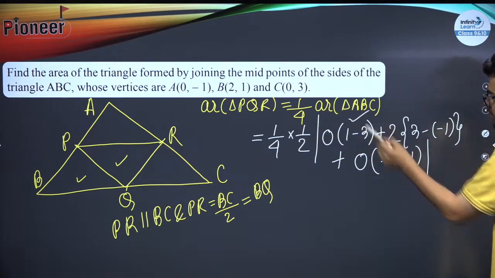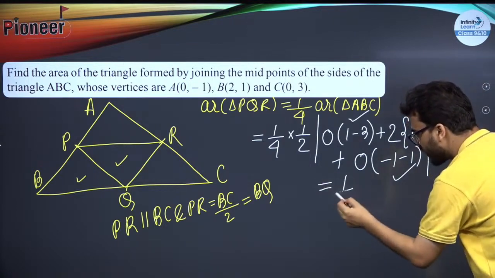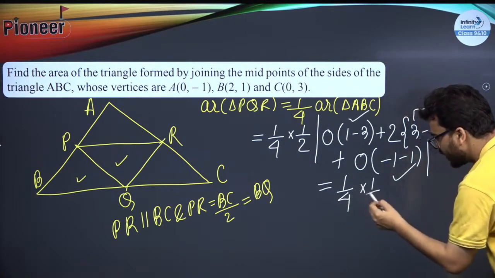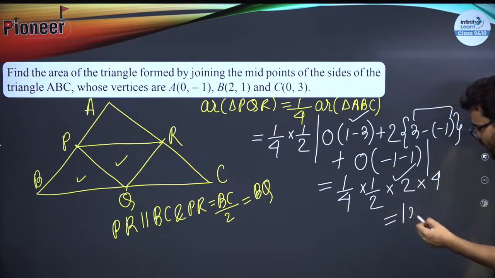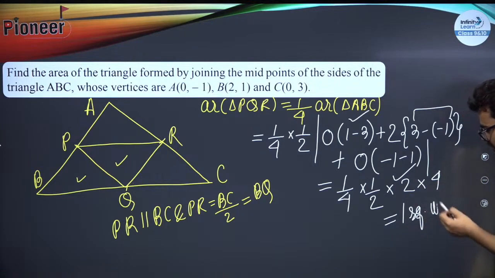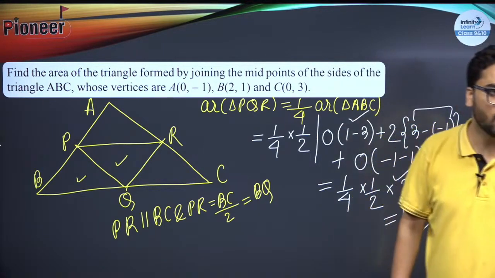So you see this part will be 0, multiplied by 0 over here. Now you see this is 3 plus 1, 4, 4 2s are 8. So this is coming out to be 1 by 4 into 1 by 2 into, basically this is coming out to be 2 into 4 only. So the answer is 1 square unit. So the area of this triangle PQR formed by joining the midpoints of three sides of triangle ABC is 1. I hope it is clear.